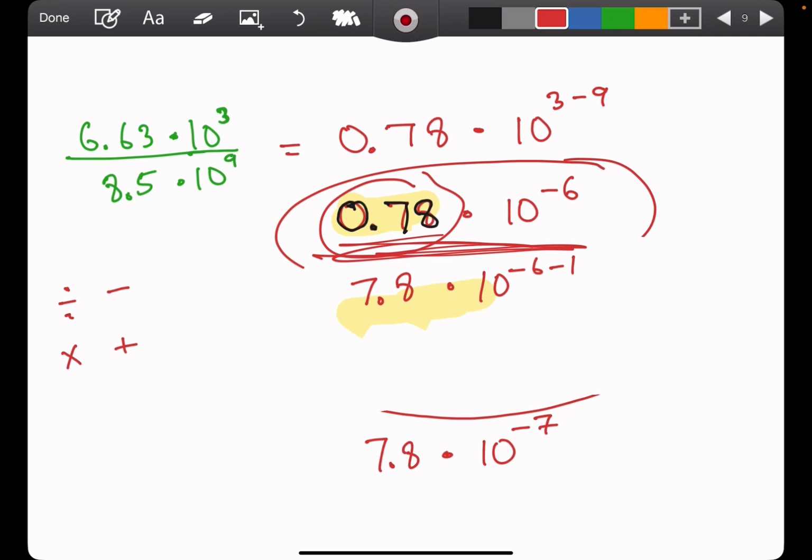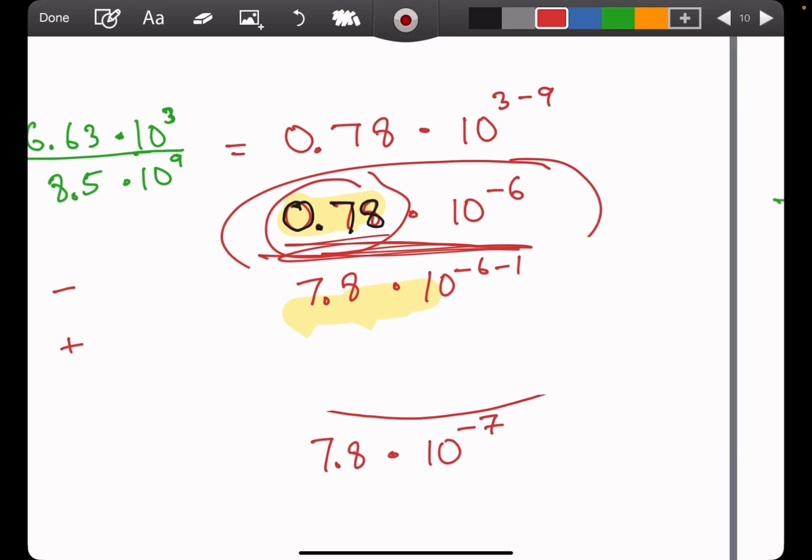Am I making sense here? We're going to do more practice. And this will give you 7.8 times 10 to the power of -7. So now I'm going to do more. Let's say you end up with something like this: 0.095 times 10 to the power of 7. And we need to fix this to a scientific notation. I'm going to say 9.5 times 10 to the power of 7.